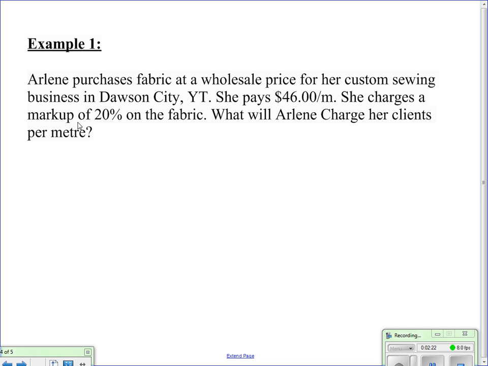A person purchases fabric at a wholesale price for a custom sewing business. She pays $46 a meter. She charges a markup of 20% on the fabric. And so what will she charge her clients per meter?